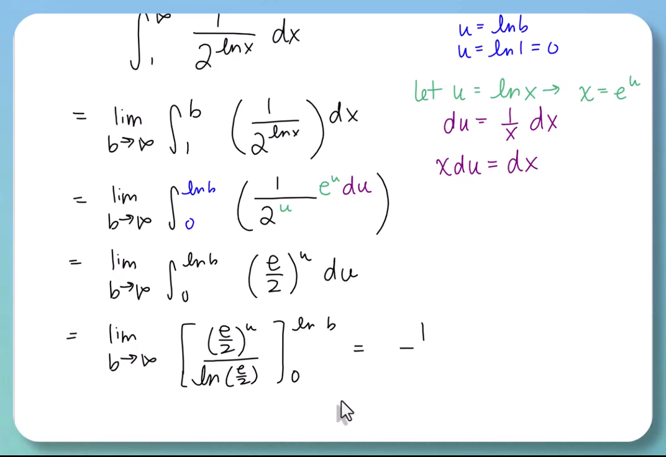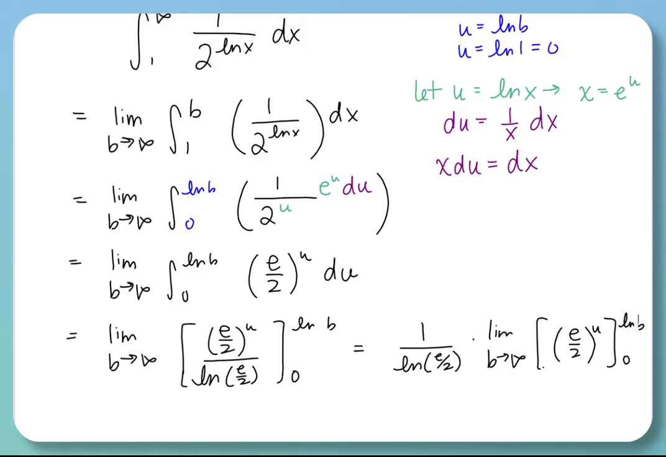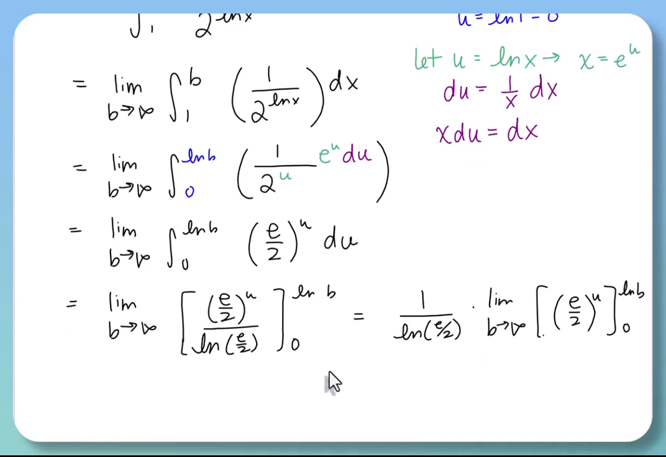So this is 1 over the natural log of e over 2 times the limit as b goes to infinity, and I have e over 2 to the u. Again, u equals natural log of b to 0. At this point, we plug in natural log of b, and we plug in 0.